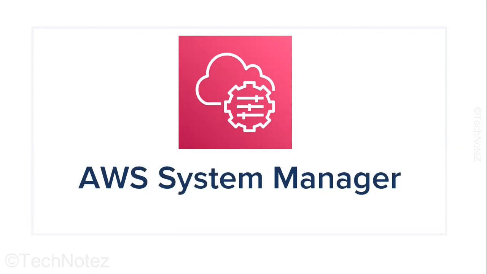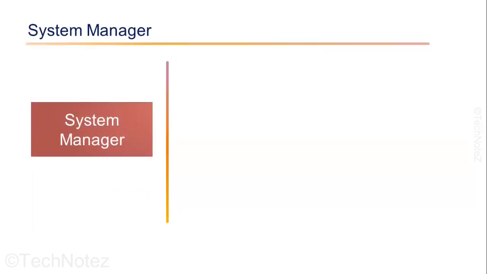AWS System Manager provides a comprehensive set of tools to help you manage your infrastructure and applications more efficiently and securely. AWS System Manager provides a range of features including inventory management, patch management, run command, state manager, maintenance windows, automation, and parameter store. AWS System Manager integrates with other AWS services to provide a comprehensive solution for managing your AWS resources. It enables you to manage your AWS resources and applications from a single place. By using AWS System Manager, you can simplify operations, improve security, reduce cost, and increase agility.